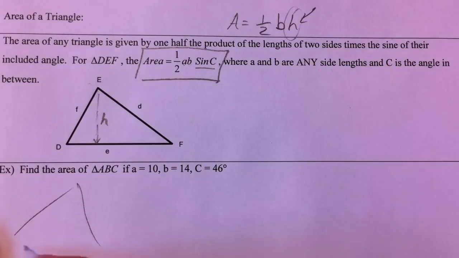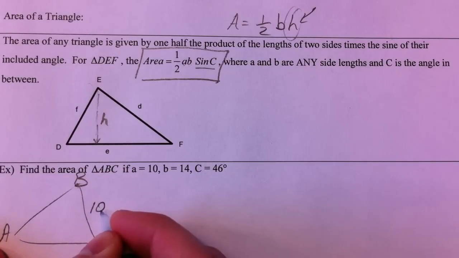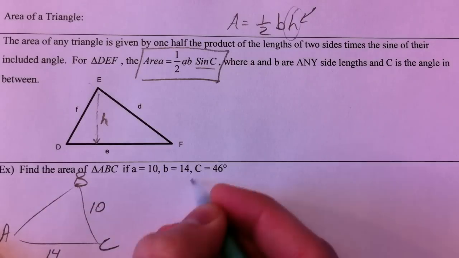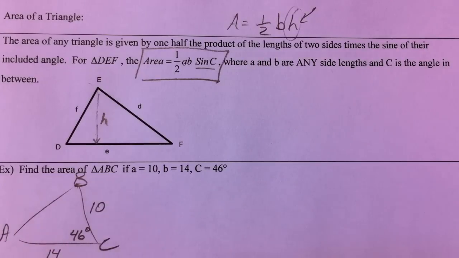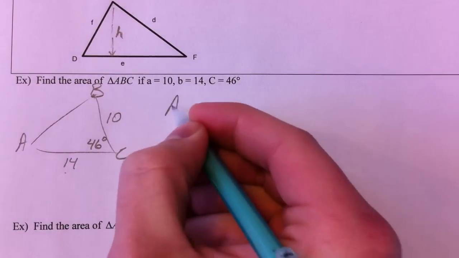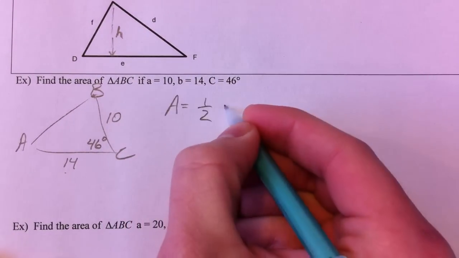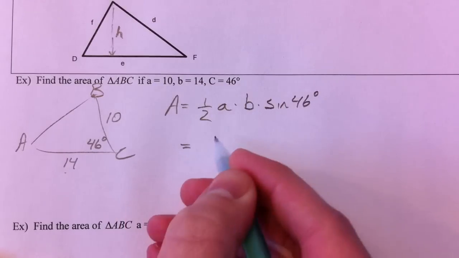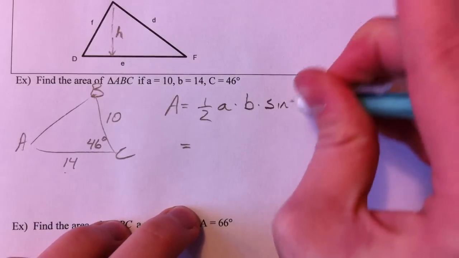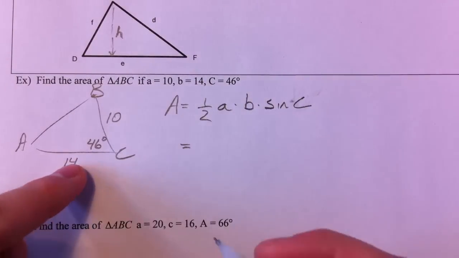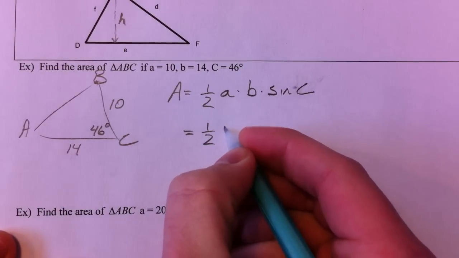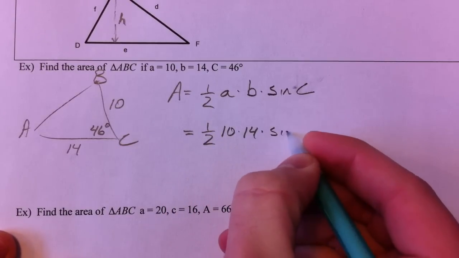So, triangle ABC, finding the area. A is 10 across from A, B is 14 across from B, and C is 46. And so I'm going to do the area is equal to 1/2 A times B times the sine of the angle in between them. And we'll say that's C. Notice that the angle has to be in between them, otherwise you have to find that angle. So 1/2 times 10 times 14 times the sine of 46.